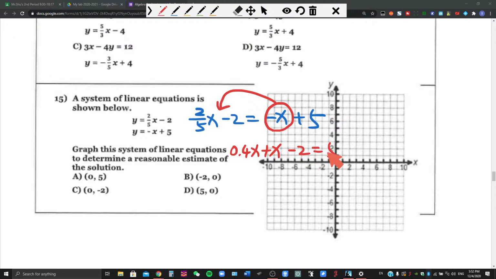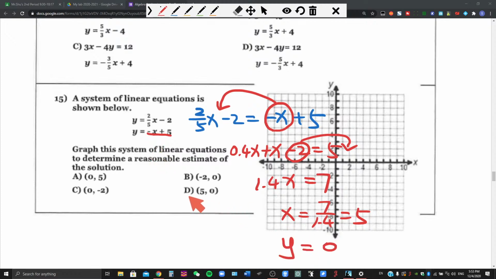Subtract 2 equals 5. And next, let's move the negative 2 to the other side. This is going to be a positive 2. So this is 1.4x equals 7. And divide by 1.4 on both sides. And x is 5. When x is 5, you can plug into the original formula, and you can find out y is 0. And so the solution will be 5 and 0.